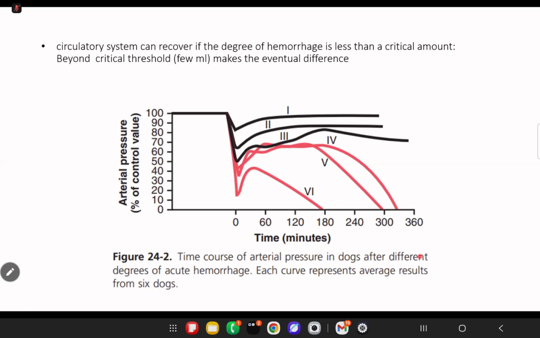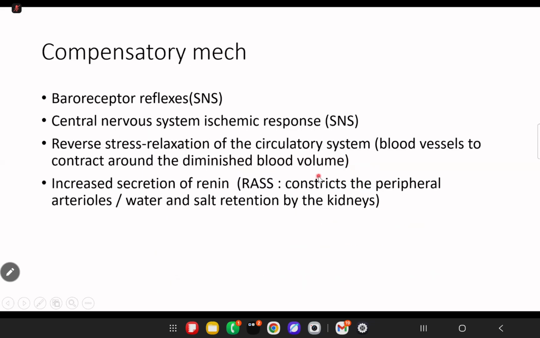But a few ml can change the result, can tip you from being alive to being dead. Please understand this critical amount. So what are the compensatory mechanisms?